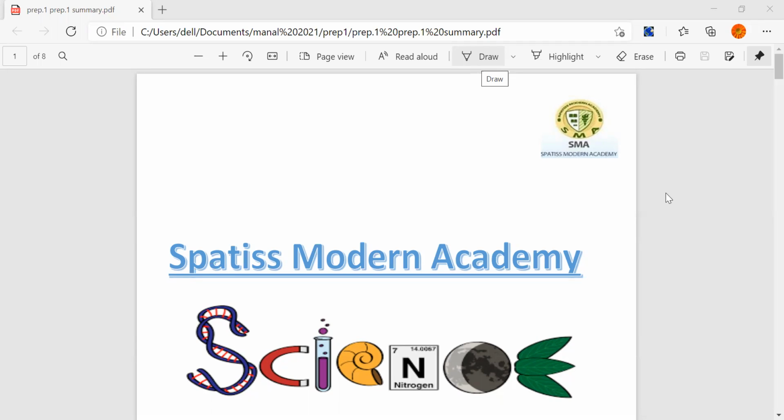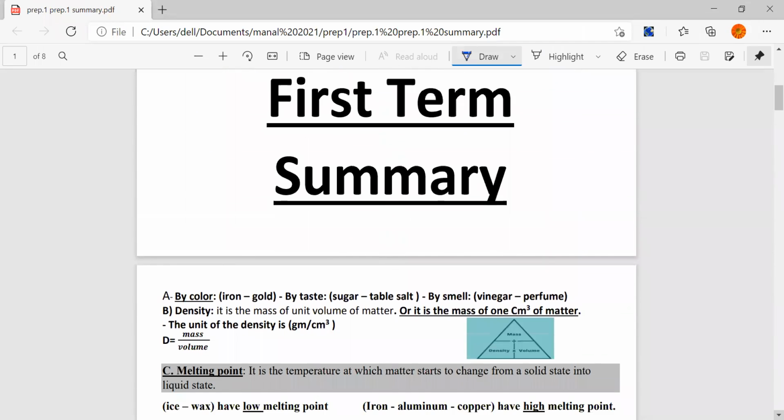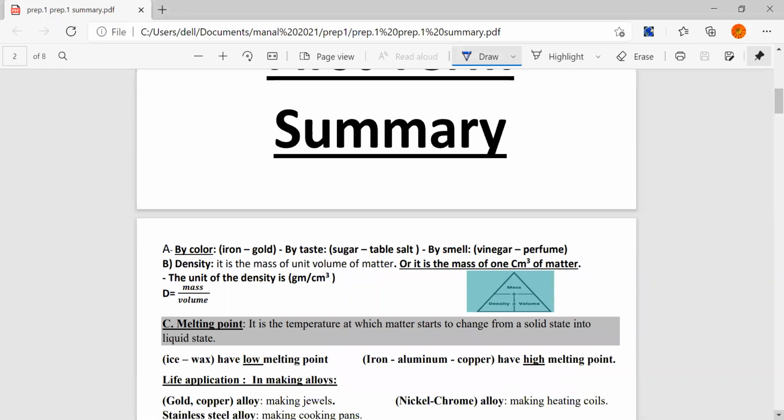I know you are very excellent students, and we will make a quick revision of our curriculum to refresh our knowledge and get ready for the exam. Now, we know the first unit in science is matter and its characteristics. We know the meaning of matter.